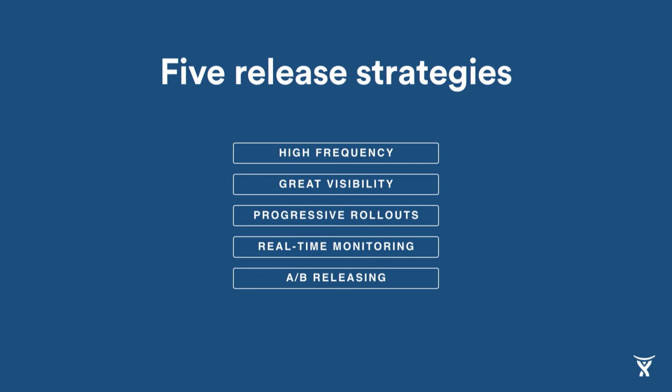Great visibility. Make sure that it's very easy for you to trace what's happening with releases in production, which is something that you need to automate away when you're moving to high frequency, as well as get everyone involved in the conversation using feature flags. Progressive rollouts, use feature flags, again, so that you can enable lower risk progressive rollouts across smaller subsets of your customer base so that you limit your blast radius.